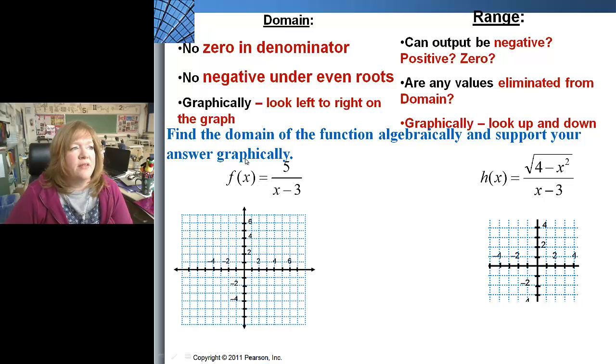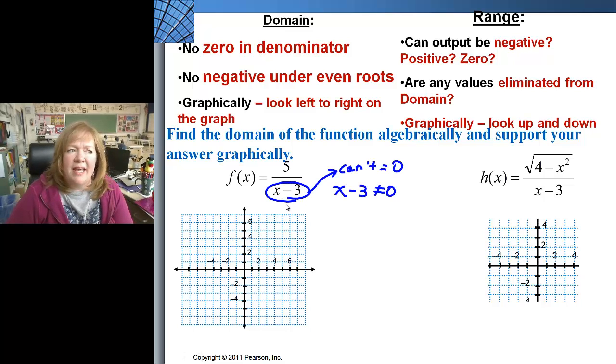All right, so let's look at the domain for this first guy. I see an x in the denominator. Right away, since we're just looking for the domain, I notice I cannot have a zero in the denominator. So I can't put something in for x that makes the denominator equal to zero. That means x minus 3 cannot equal 0, so x cannot equal 3. When x cannot equal a number, it forms what's known as a vertical asymptote.